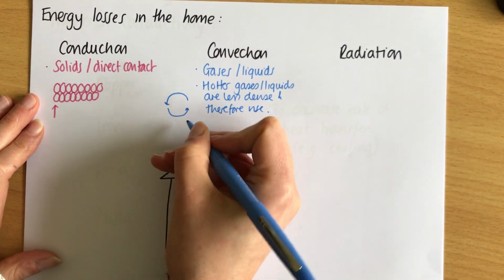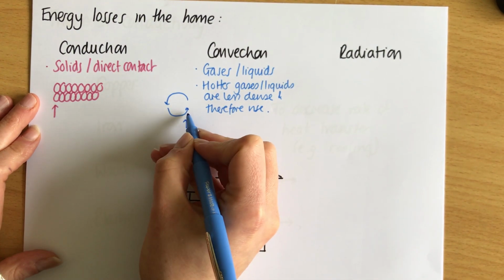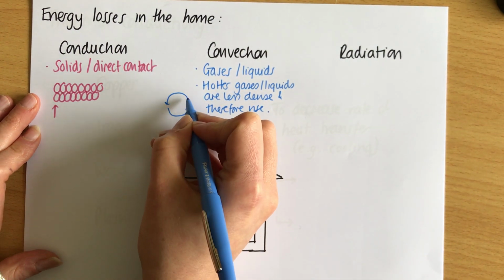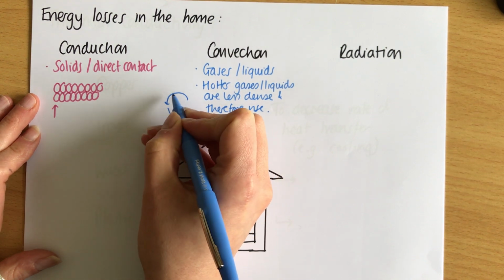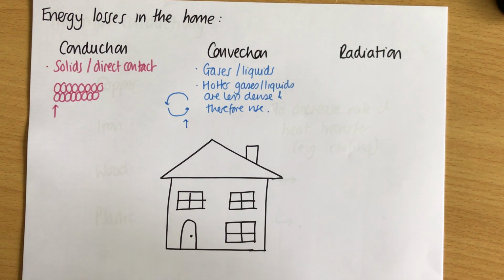So if you have, for example, a heat source here, this air will heat up and will rise, and then some cold air will swoop in to take its place and then heat up and rise. And we set up convection currents, and that's how radiators work. They set up convection currents in your house to try and heat your house up.